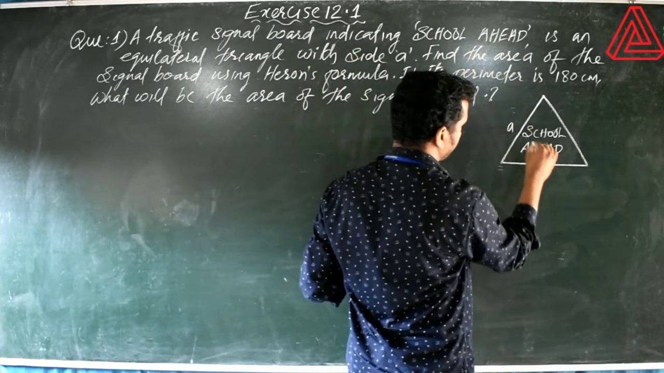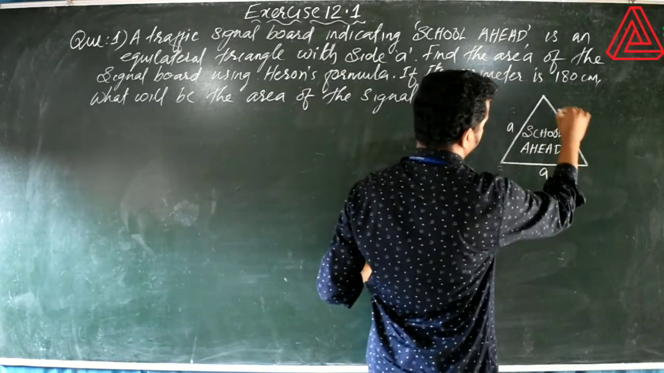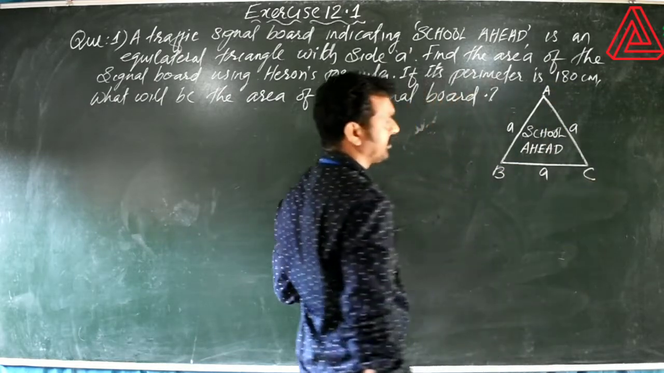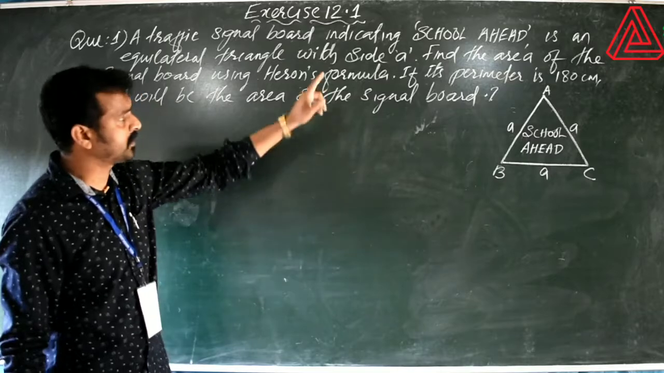What is meant by an equilateral triangle? All its sides are equal. That is called an equilateral triangle. So its side is given as a.